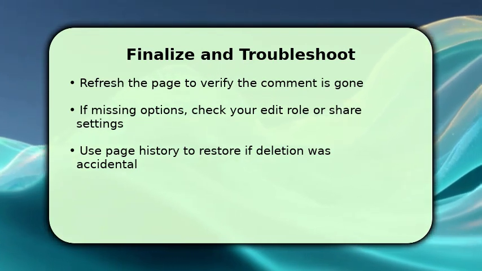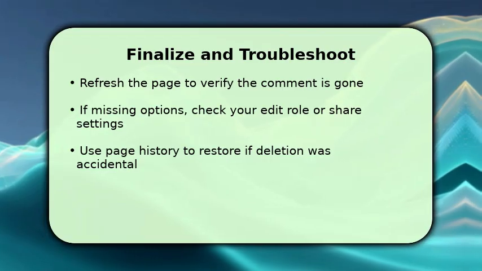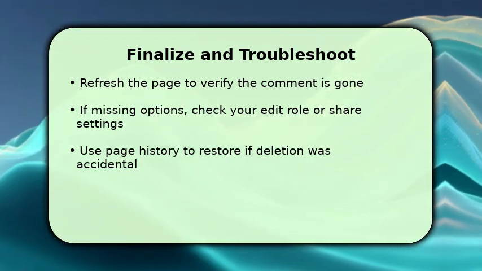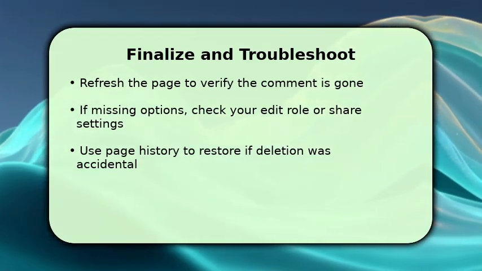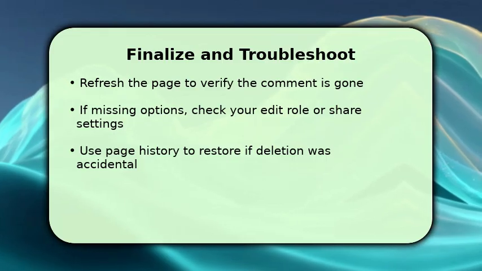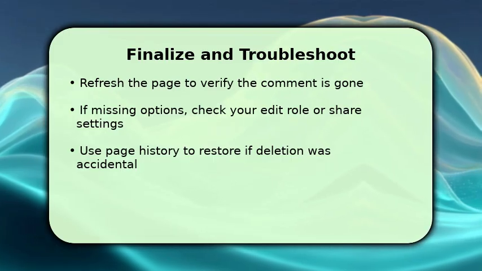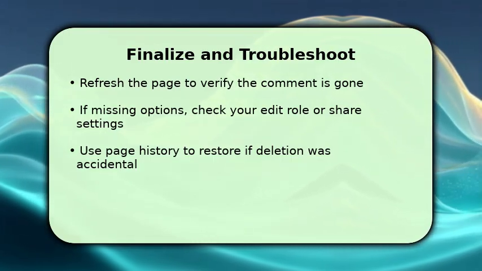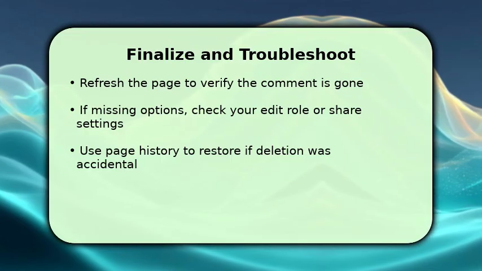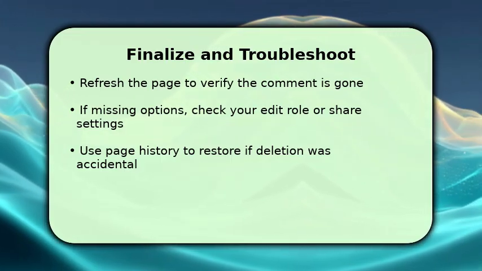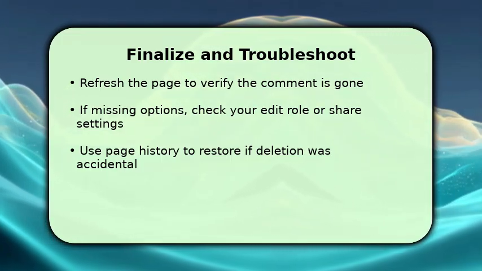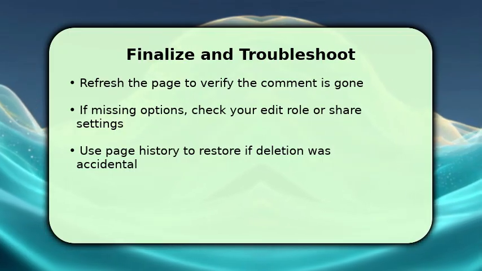If delete options were unavailable, make sure your role is editor or higher and that the workspace share settings don't limit actions. If you accidentally deleted the wrong comment, open the page history to restore prior content. This recovers text but not always comment threads, so act quickly. If issues persist, recheck permissions or ask a workspace admin to assist, because most removal problems trace back to access.